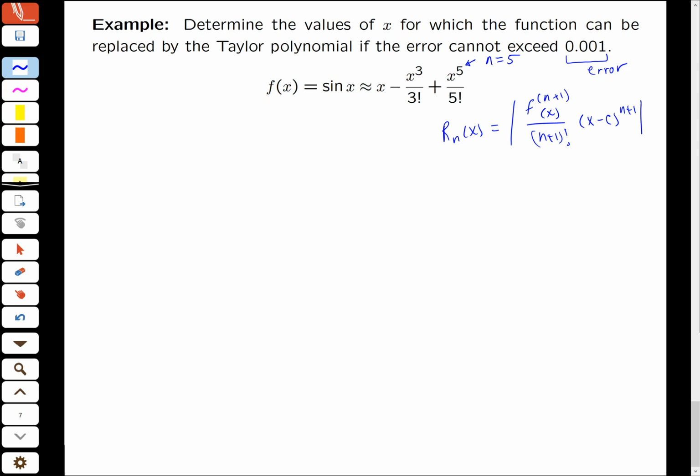So I need to check the 6th derivative. I have to check the next derivative. Do you guys see that? N equals 5 says check the 6th derivative. Here again, f of x is equal to sine x. They tell us that right there. So what's the derivative of sine x? Cosine x. What's the second derivative? Negative sine x. Third derivative? Negative cosine x. The fourth derivative? Sine x. The 5th derivative? And the 6th derivative.